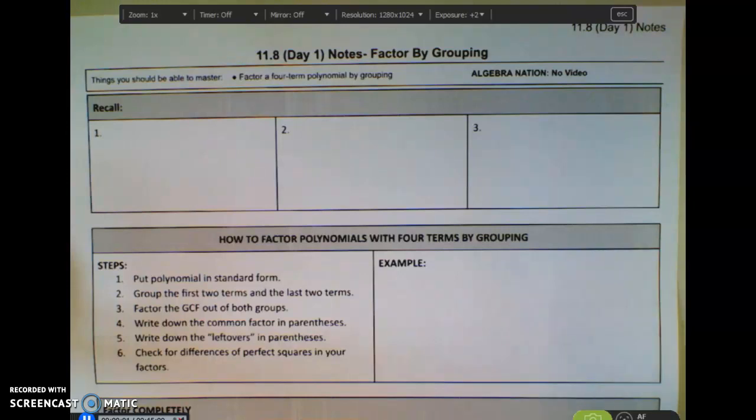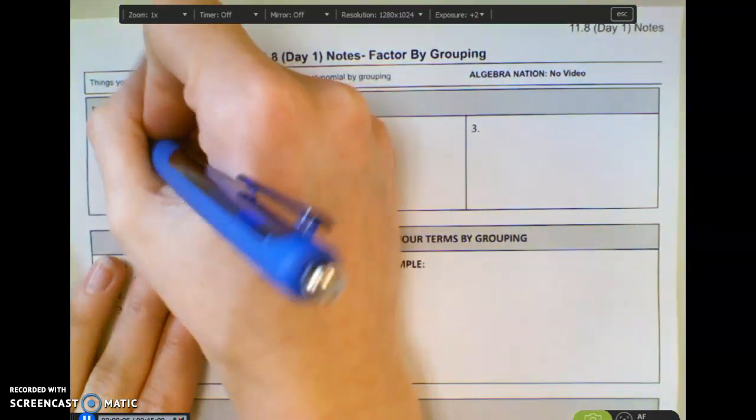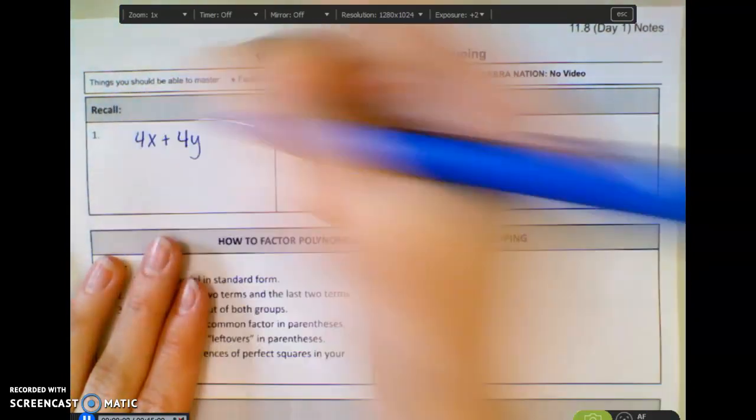This is 11-8 Day 1 notes. So at the top we're just going to recall and remember a couple things. First, let's look at 4x plus 4y.